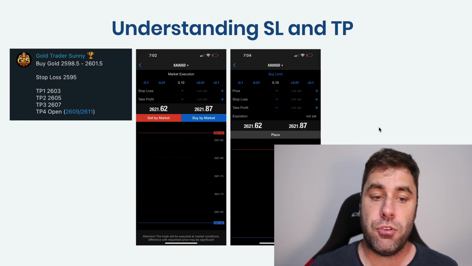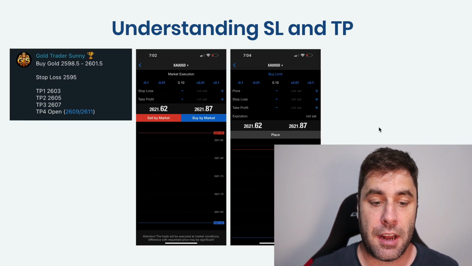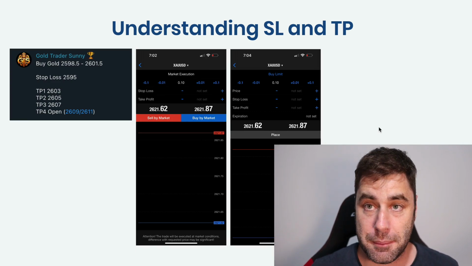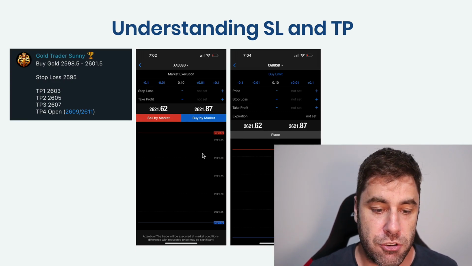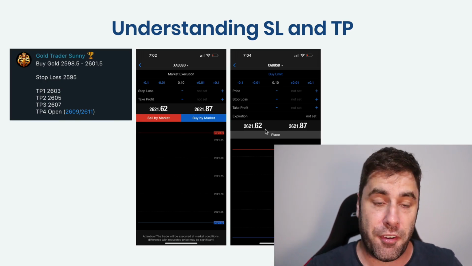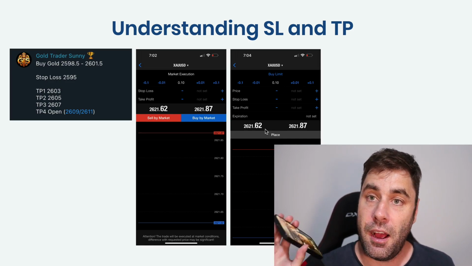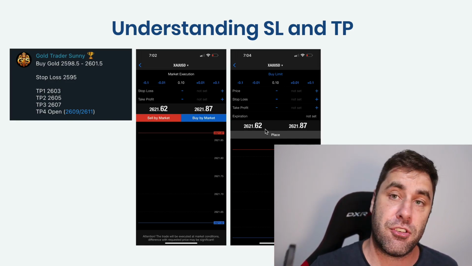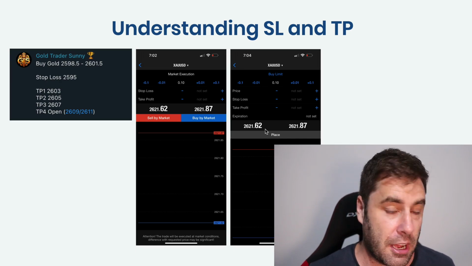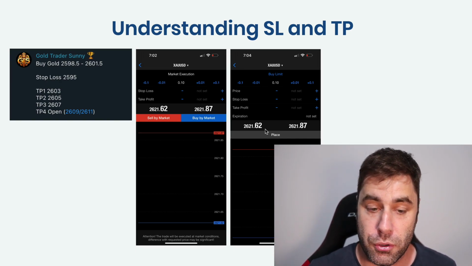Now, the next step is you need to understand things like stop losses and take profits. So this is the page on MetaTrader 4 where you can actually put in your orders. Now, this is all on your phone, by the way. I do this while watching TV, while playing video games. Even when I'm driving, if I get a notification, I'll pull over and do a trade on the side of the road. So you can do this all on your phone.